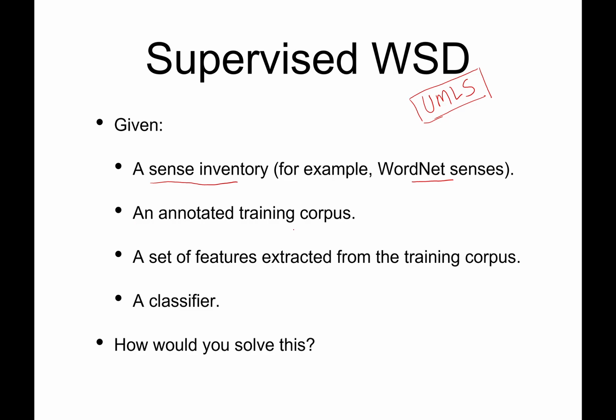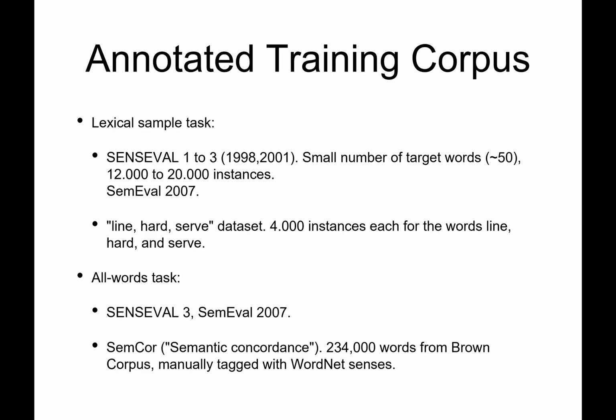You have an annotated training corpus, which means you have a corpus with target words and the correct senses for each of these words. Then you have a set of features that you extract from the training corpus, and a classifier that is going to exploit these features in order to map your word to one of the senses, hopefully the correct one. All right, so how would we go about this?